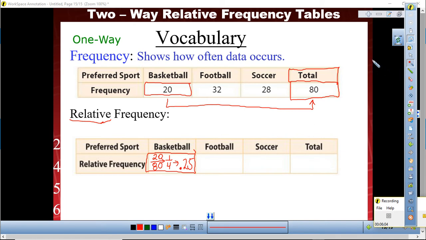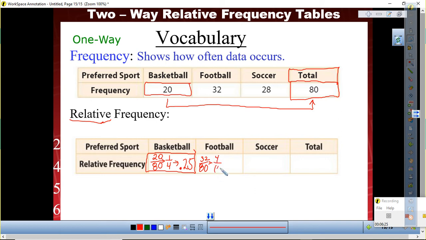Football. Roman Aguirre, give me the relative frequency for football. No, tell me what to write on the cell. 32 over 80. Divide by 8, so that leaves us with 4 over 10, which is 2/5, which is 0.4 or 0.40. Hands, if you got that, that is correct.